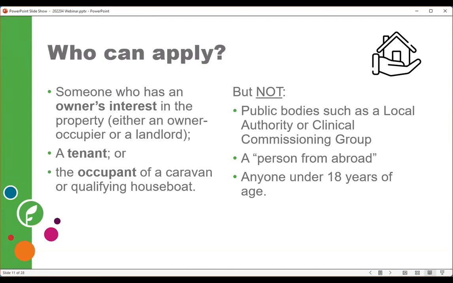And bodies that can't apply, or people can't apply: a local authority can't apply for a grant, or a CCG can't apply for a grant, or other such public bodies. A person from abroad can't apply for a grant, and in the new guidance there's a definition of what that means. And nobody under the age of 18 can apply for a grant.